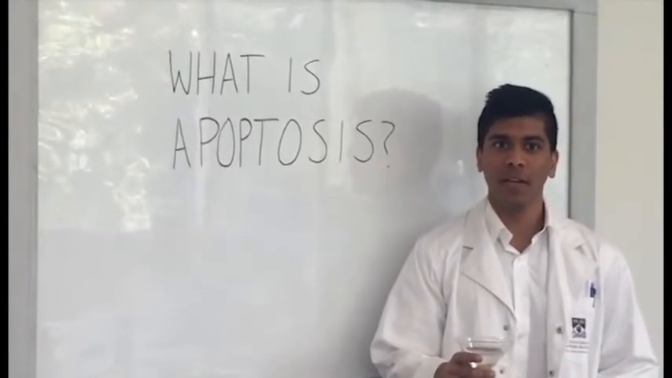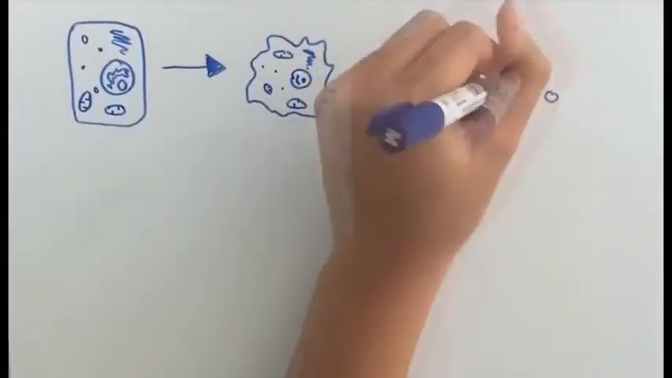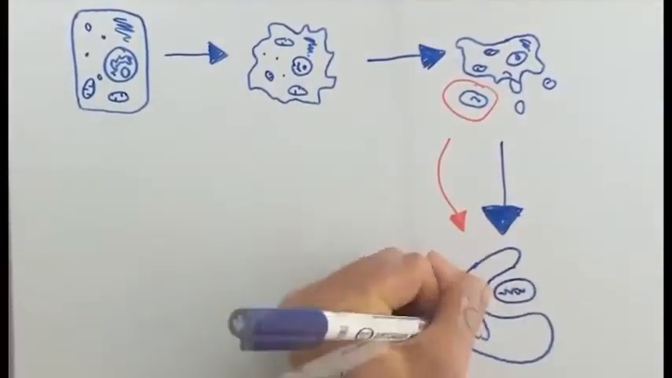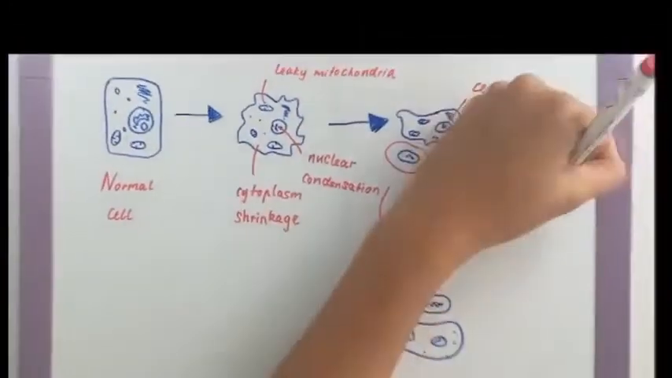Process whereby cells are eliminated in a programmed manner. When a normal and healthy cell undergoes apoptosis, the chromatin condenses, causing cellular fragmentation, resulting in apoptotic bodies. Phagocytes then migrate to the site of apoptosis and consume the apoptotic fragments and bodies.